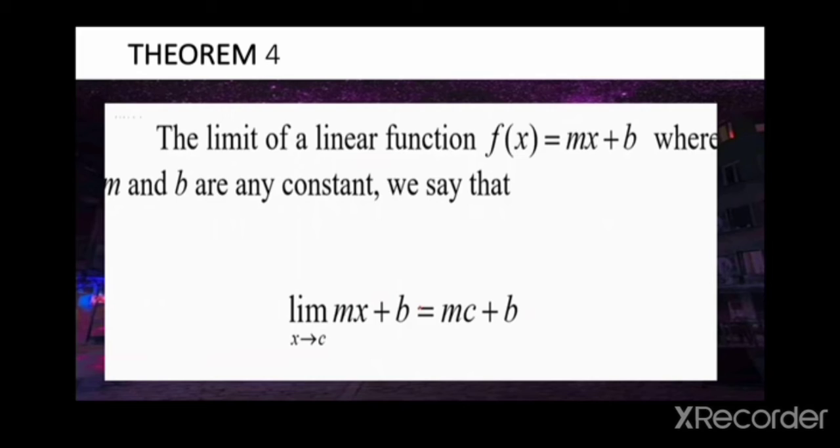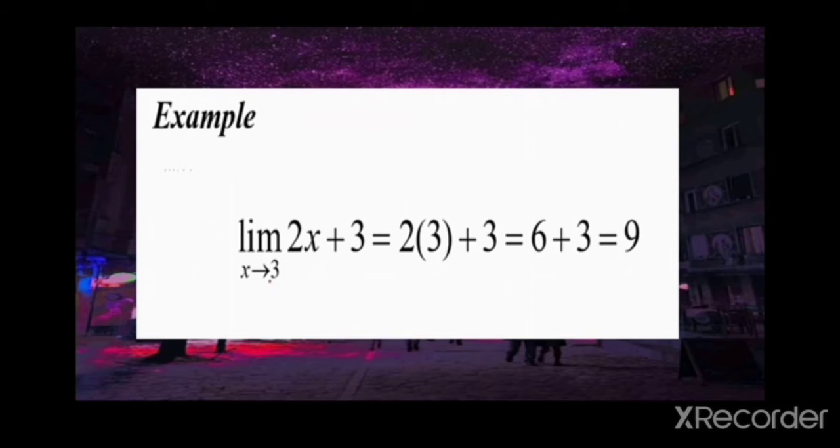Since, as we discussed in limit theorem number 2, or the limit of an identity function, the limit of x as x approaches c is equal to c. Therefore, the limit of mx plus b as x approaches c is equal to mc plus b. To understand this theorem, let's have an example.